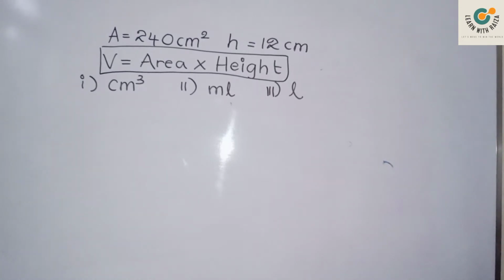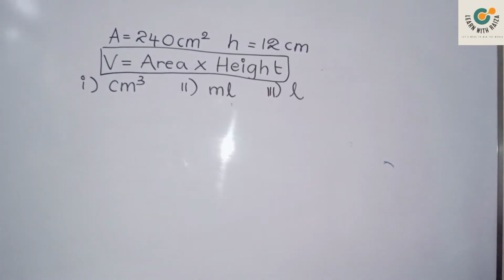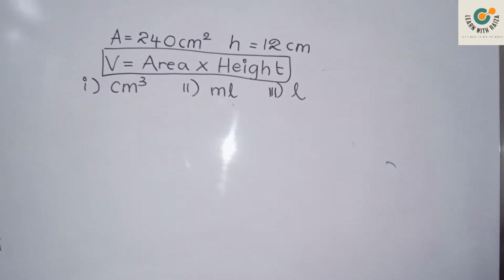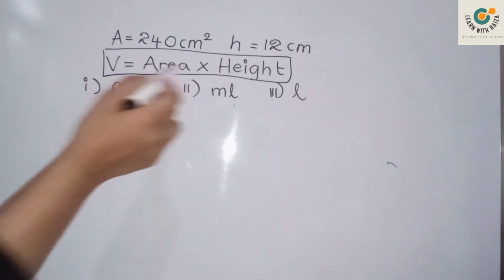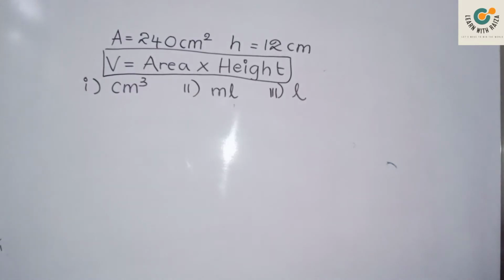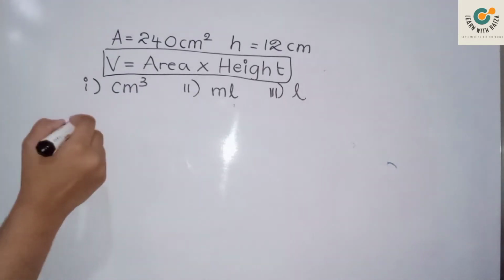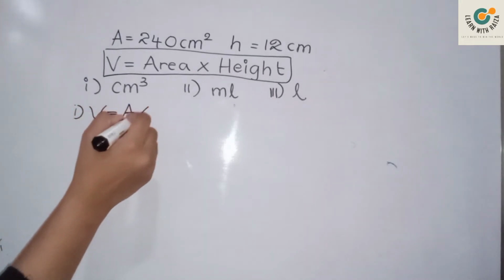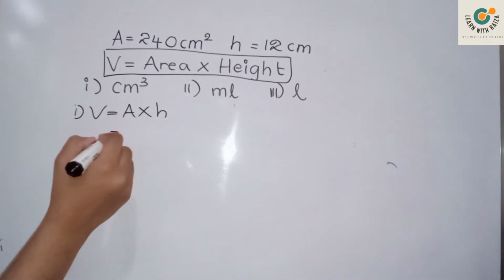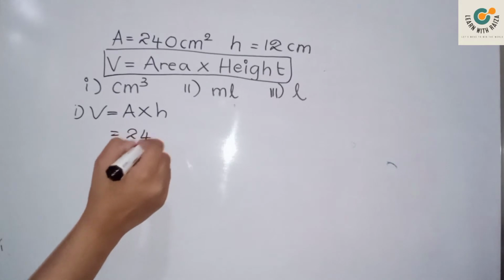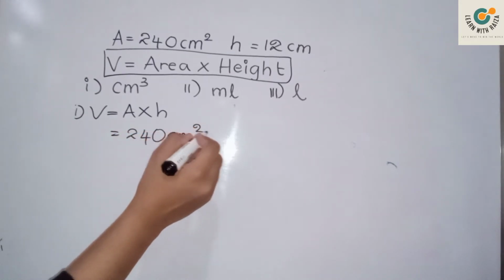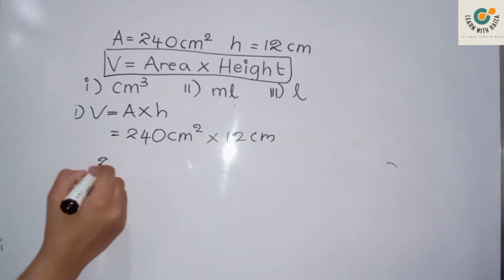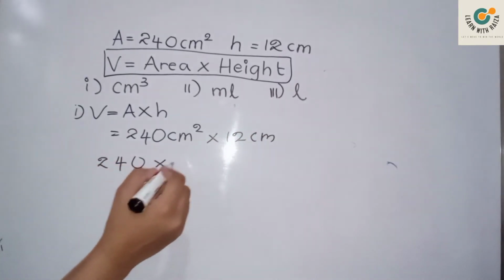Right, in this question they have given us only the area and the height. There is a particular formula to find the volume if the area and height are given: area multiplied by the height is equal to volume. First of all we have to find it in cubic centimeters. So volume is equal to area multiplied by height. Area given is 240 square centimeters multiplied by height of 12 centimeters. Now we'll multiply 240 by 12.